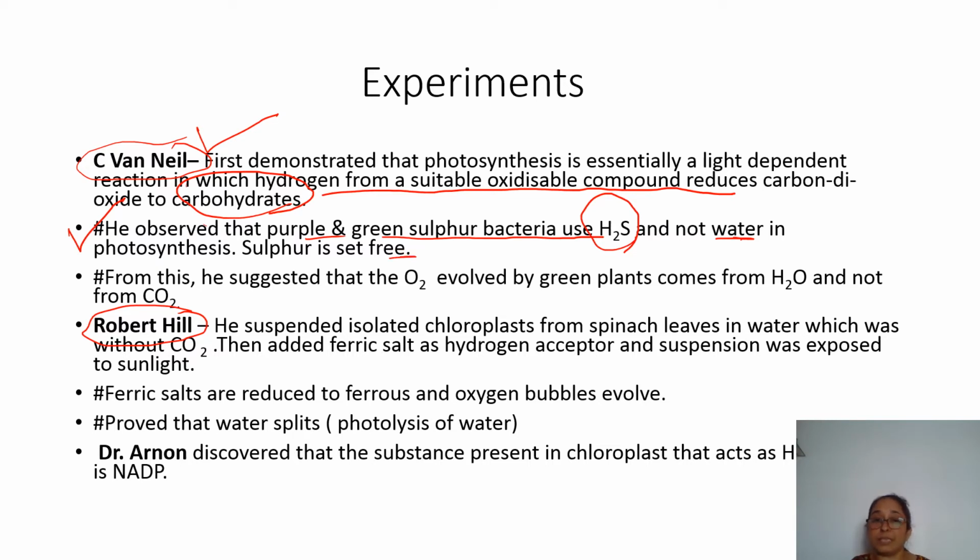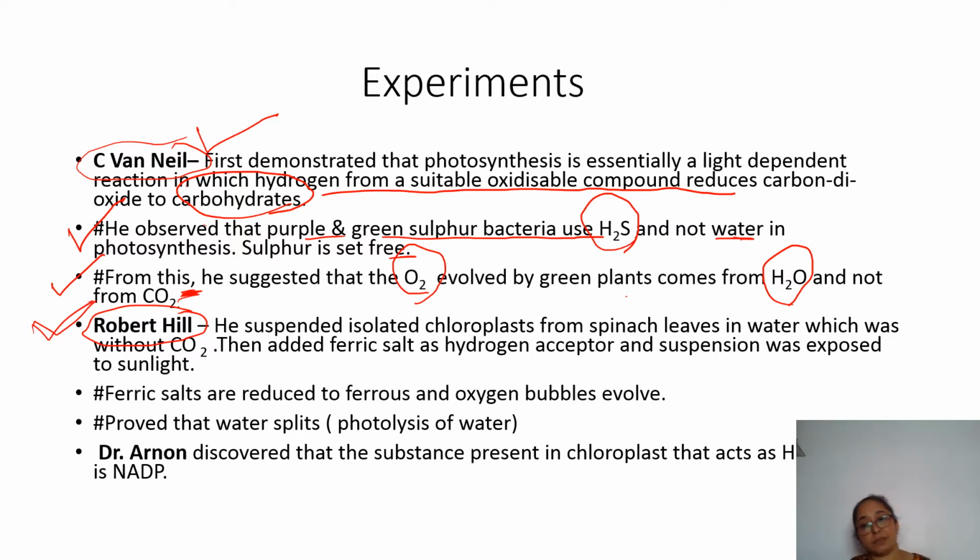So from this he suggested that the O2 evolved by green plants comes from water, not from CO2. This is the conclusion given by Niel. Next, Robert Hill. What did he do?